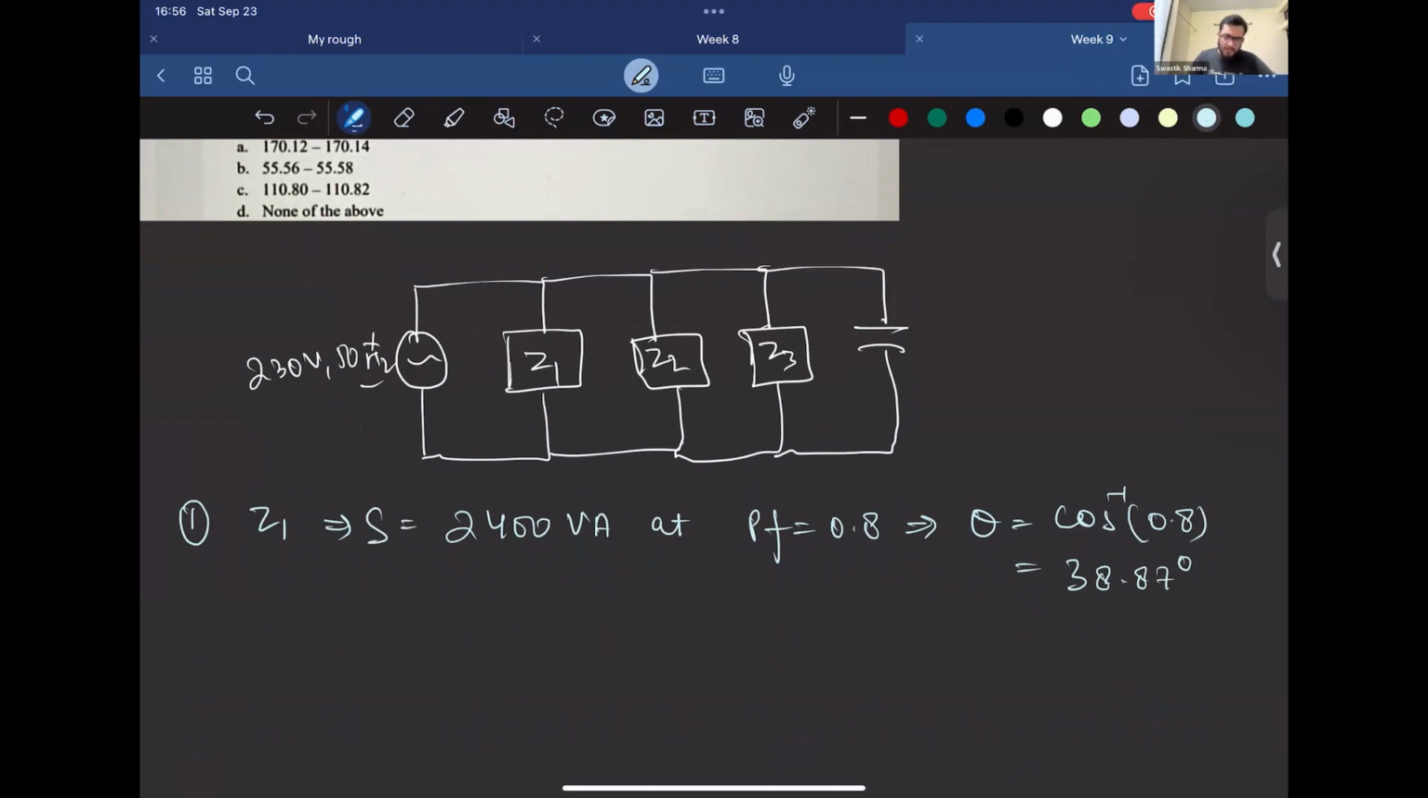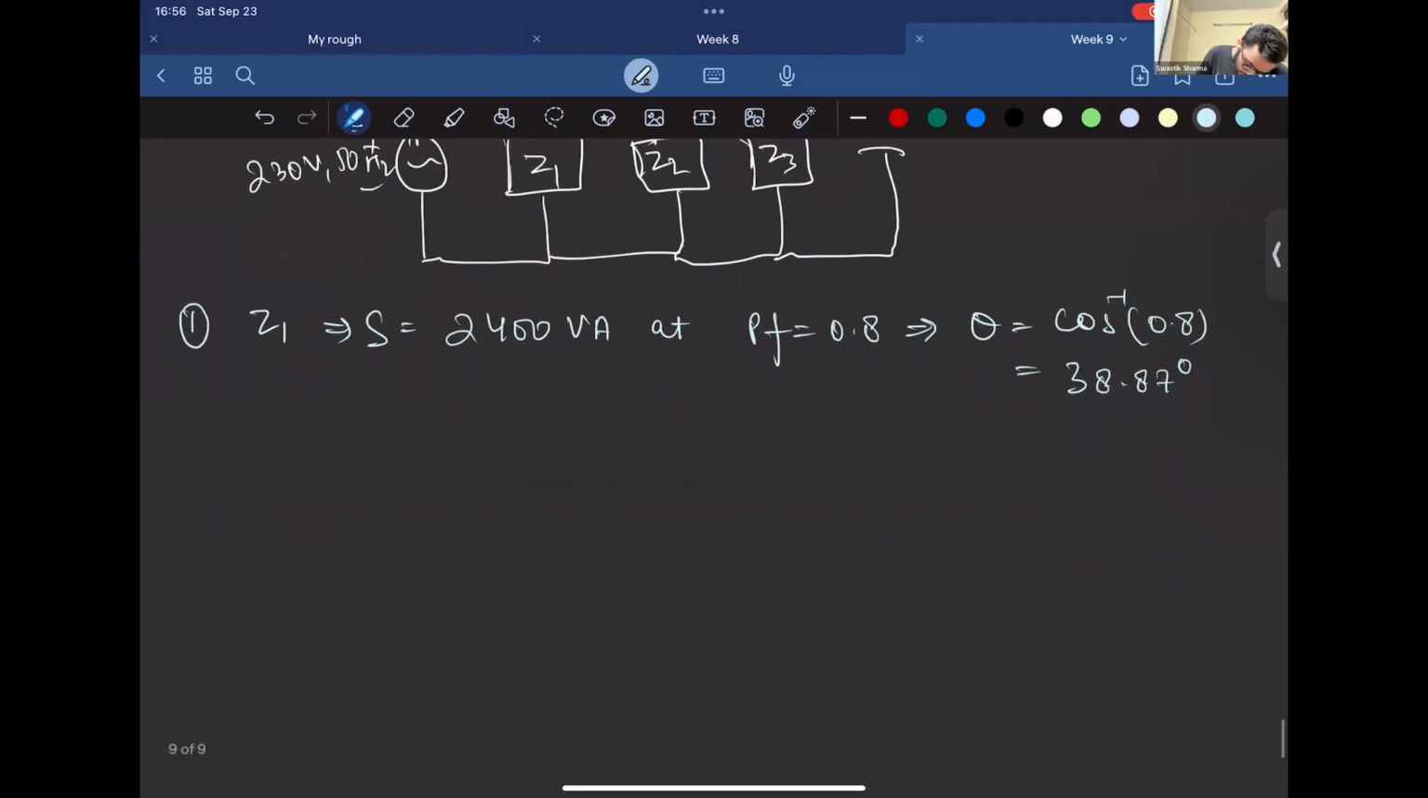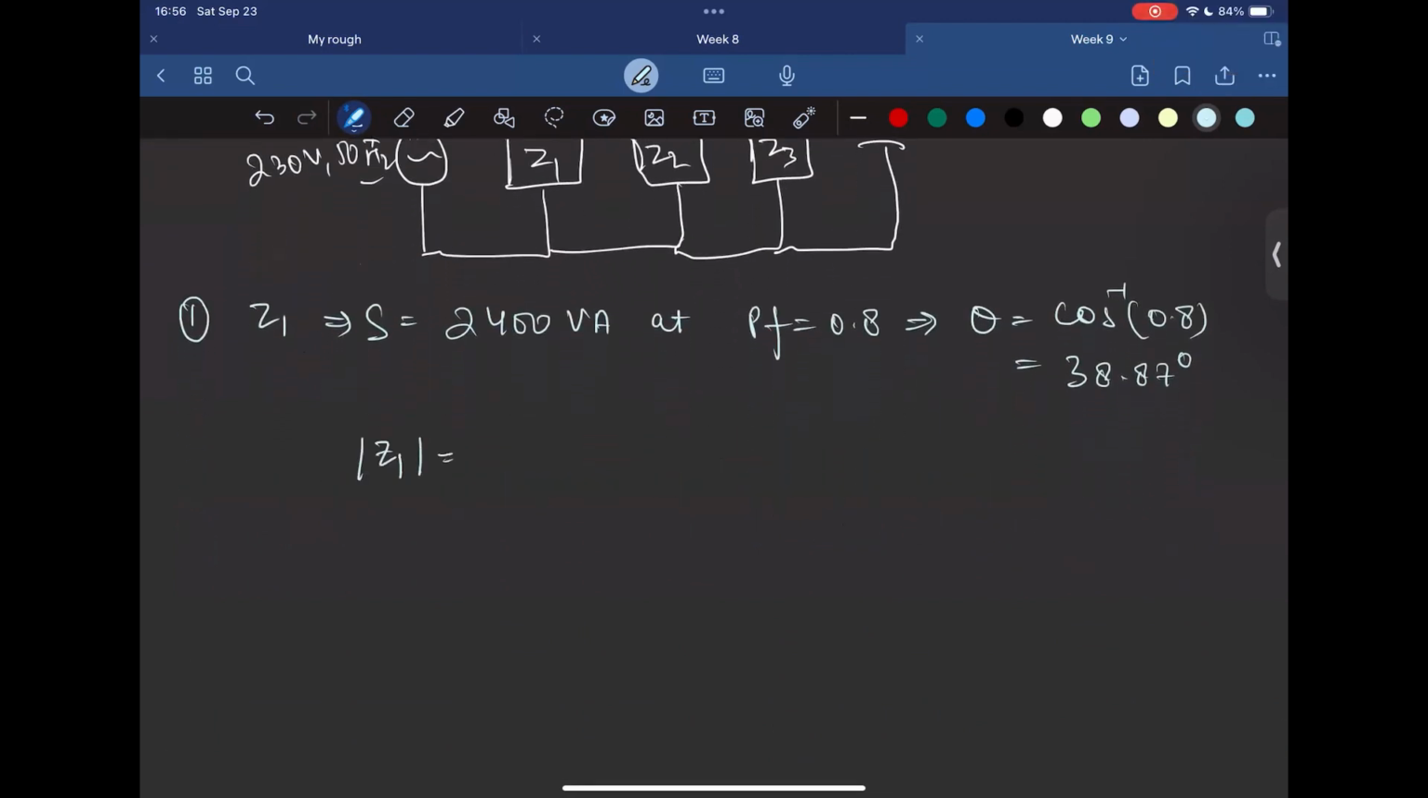apparent power. Can you tell me what is the relation between Z and apparent power? The complex power delivered by the source is equal to the apparent power. Just give me 1 minute, please.